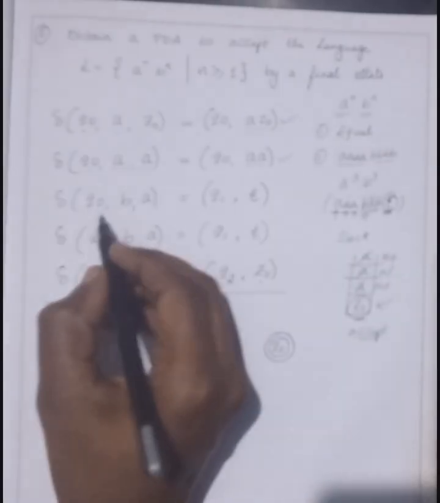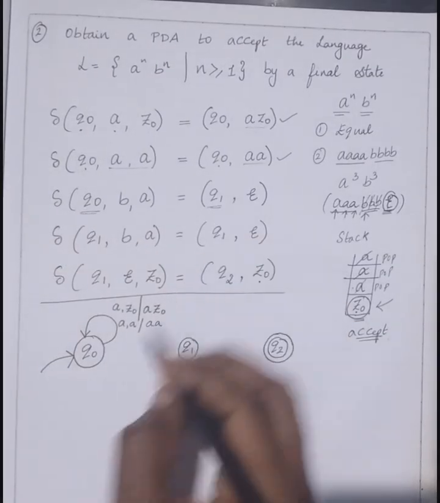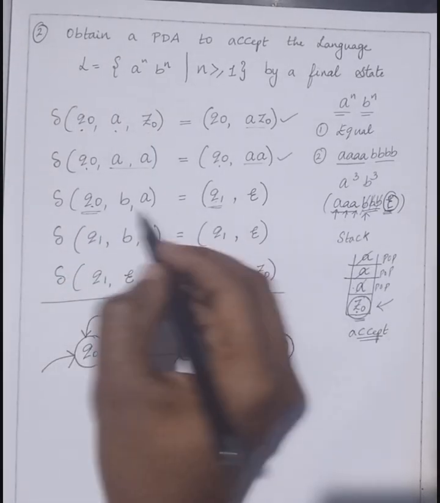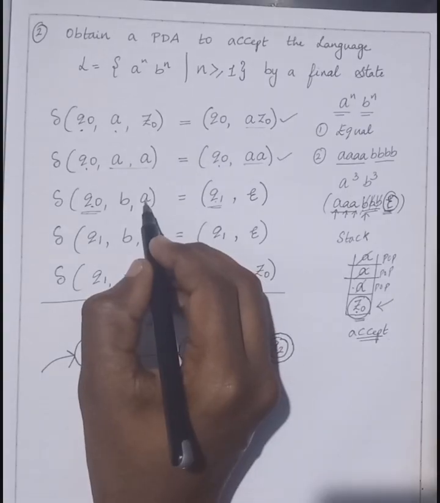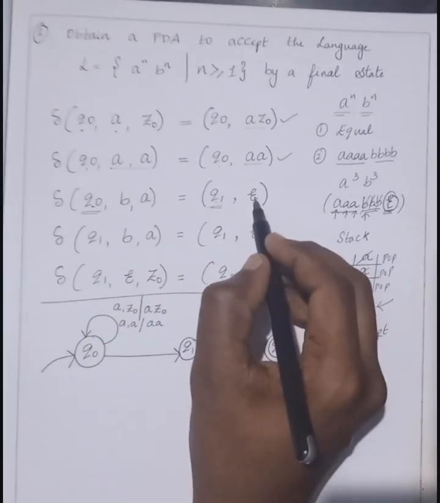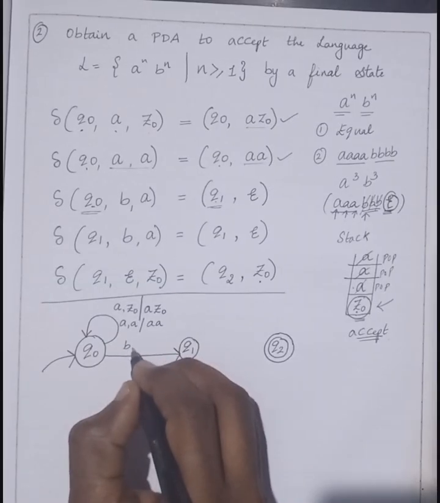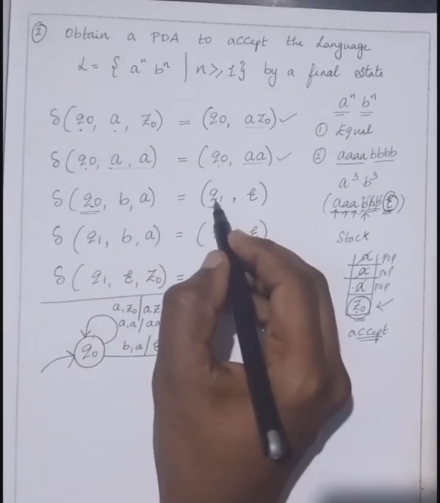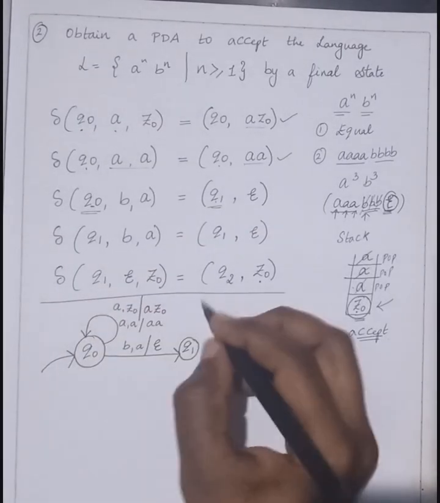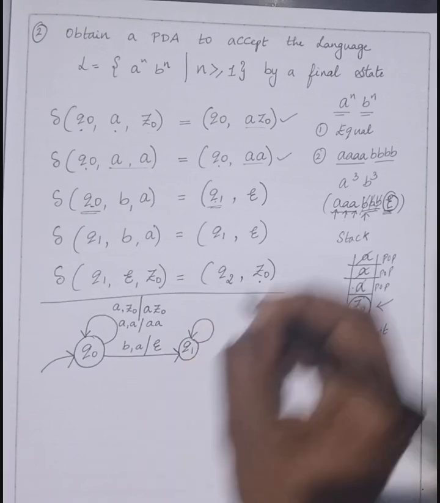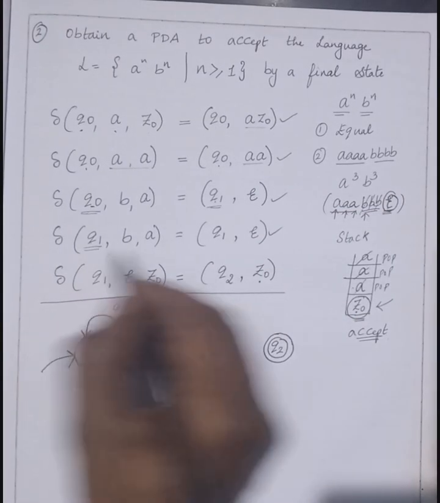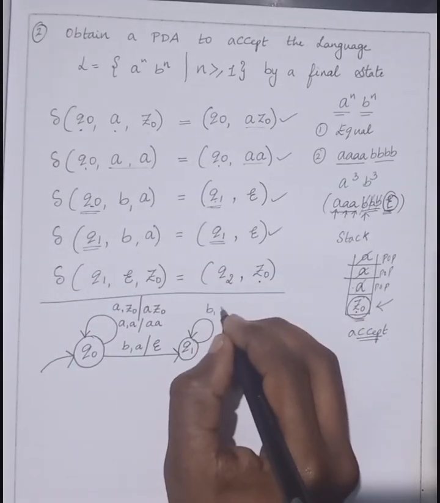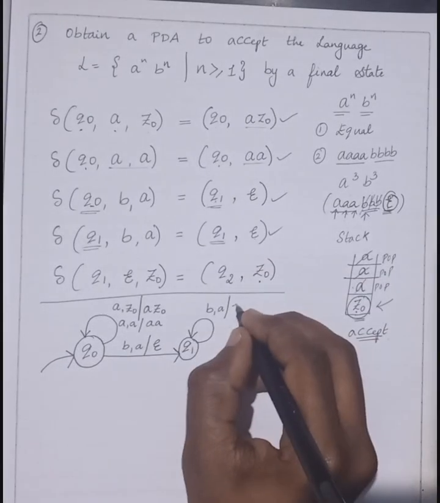Now the third transition is between Q naught and Q1, so you should draw a connection between Q naught and Q1. If you have B and the top of the stack is A, it's going to be popped. So that is B comma A changed to epsilon. That is between Q0 and Q1. Now again Q1 to Q1: you draw the self loop for this transition. So B comma A gives you epsilon. You write that one: B comma A such that the output is epsilon.